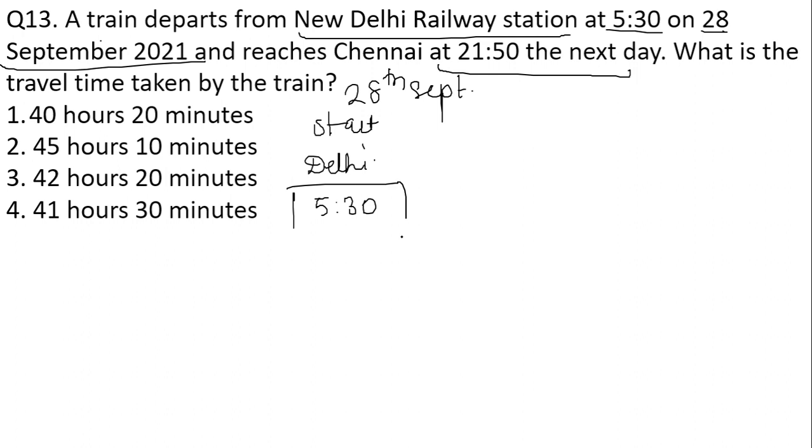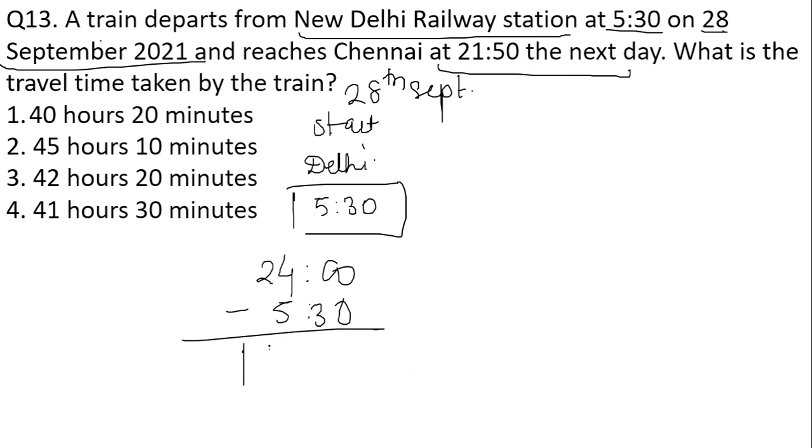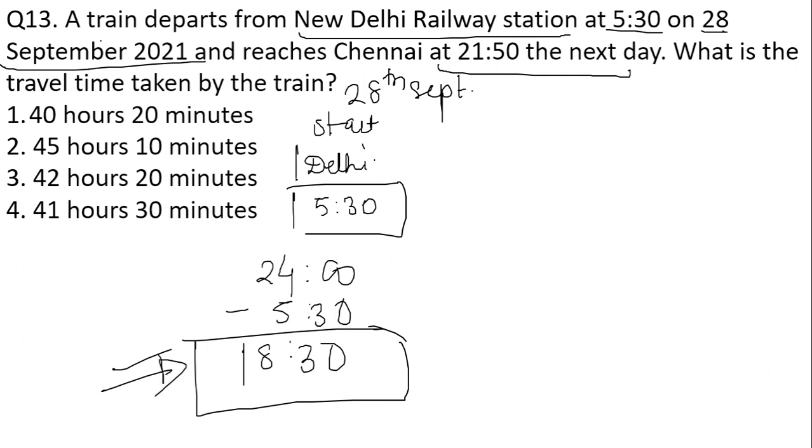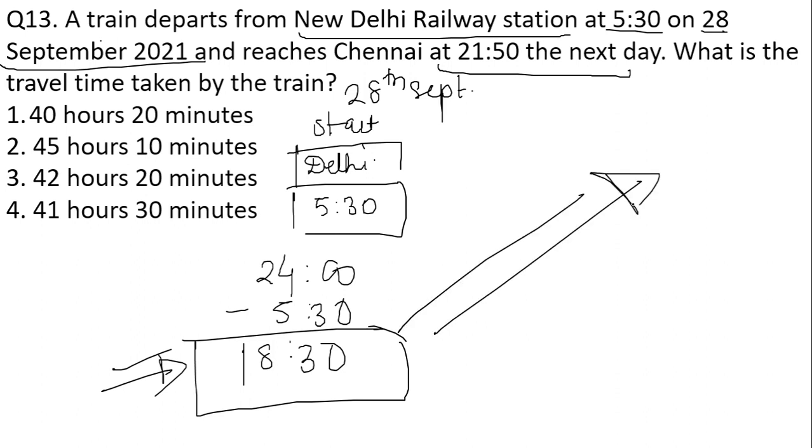Okay, 5:30, if we go by the 24-hour clock, it means 24 minus 5:30, this will give me 18:30. So 18:30 is the time where the person has started the journey from New Delhi. Now from 18:30 the train is moving to Chennai, and he is reaching the next day at 21:50.